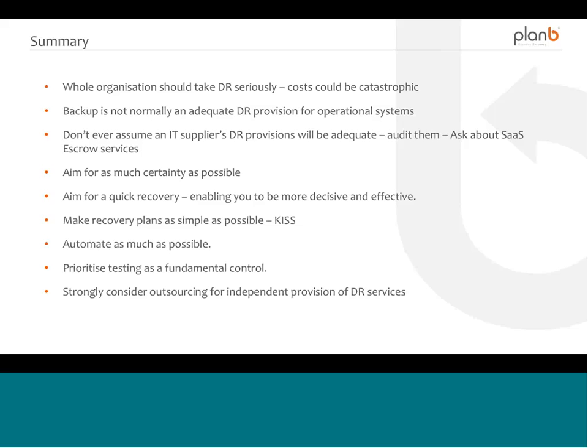Don't ever assume an IT supplier's DR systems will be adequate. Audit them. Ask about SaaS escrow services. Plan B provides escrow services to SaaS providers, or an escrow equivalent service where we do DR against platforms or against individual customers' instances to make sure that they can independently get working systems back again. If we'd had any of SSP's customers, then we could have allowed them to carry on working independently of SSP and got them back working the same day, not weeks and weeks later.